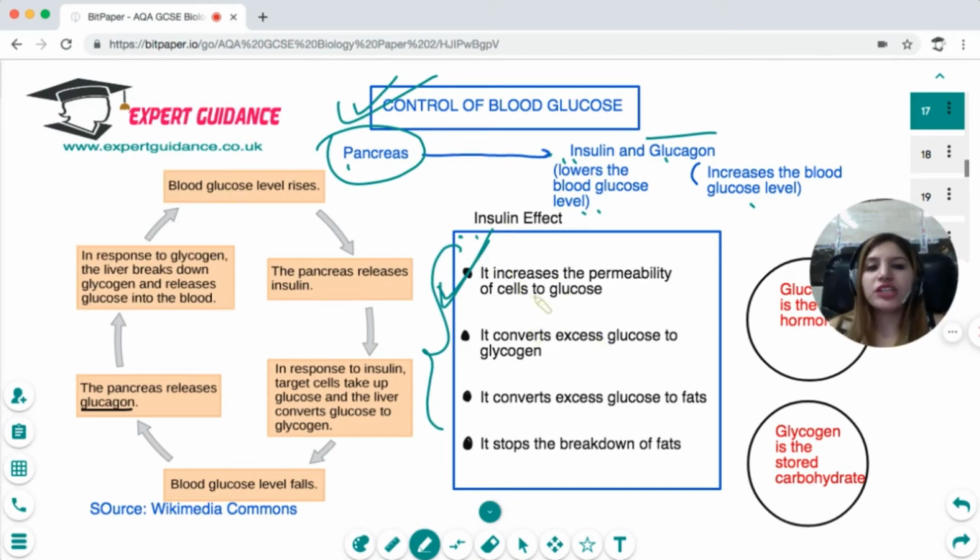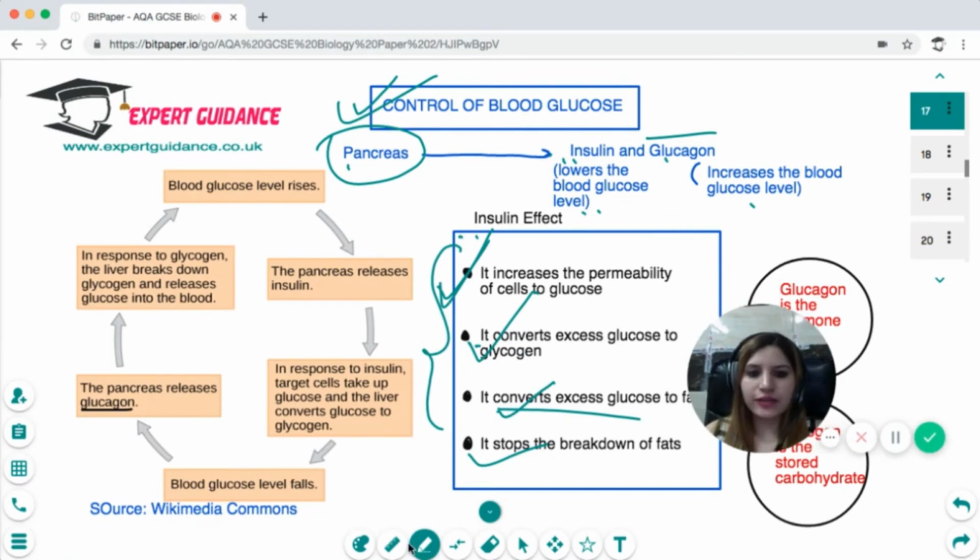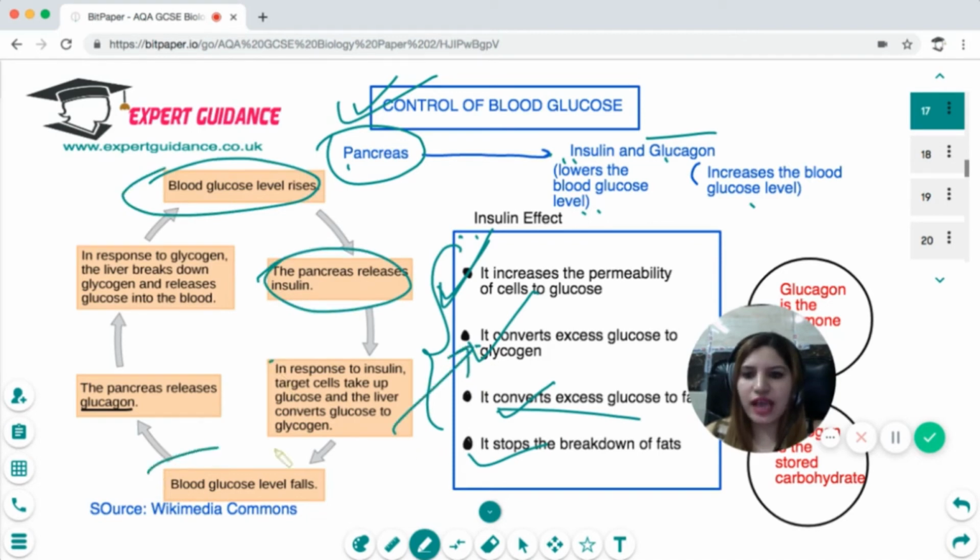If the body does not require any more glucose, it converts all the excess glucose into a storage carbohydrate, which is glycogen. It also converts the glucose into fats and stops the breakdown of fat, so that all these factors result in a decrease in glucose level. So this is how glucose metabolism works. When the blood glucose level rises, the pancreas releases insulin. The insulin does all these things and makes the blood glucose level normal.